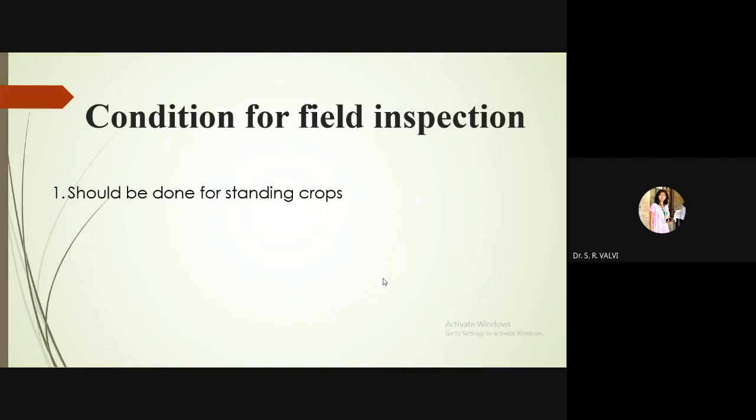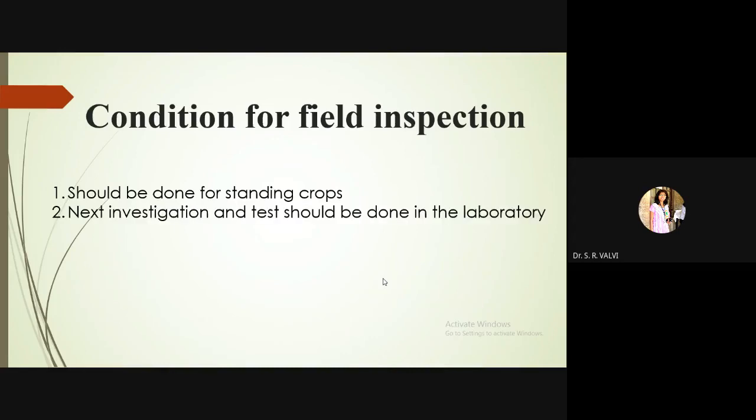The first condition is very important. Field inspection should be done for standing crops. So yes, a standing crop is compulsory. The crop should not be fallen down. The crop should be standing so that the field inspector can come and inspect your crops. Second, investigation and tests on that particular crop's seeds should be done in a laboratory. So obviously some tests are there, and they should be done in laboratory conditions.